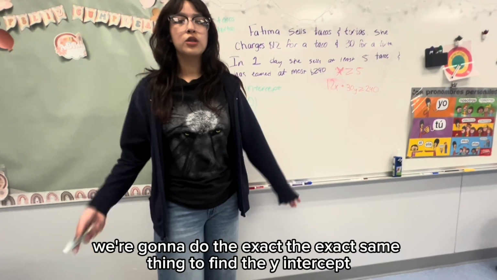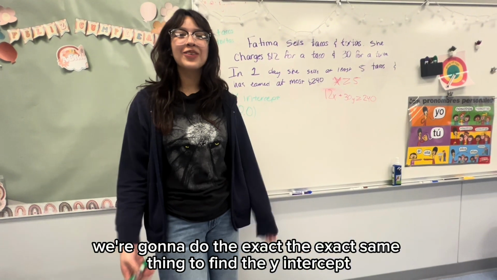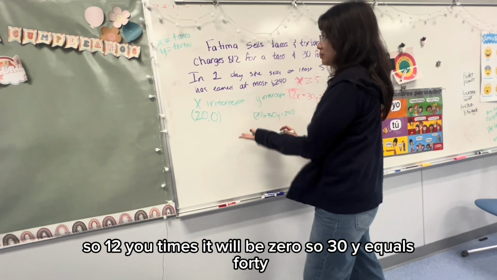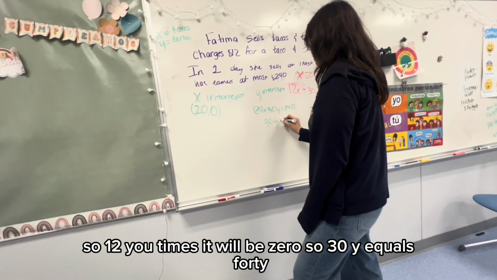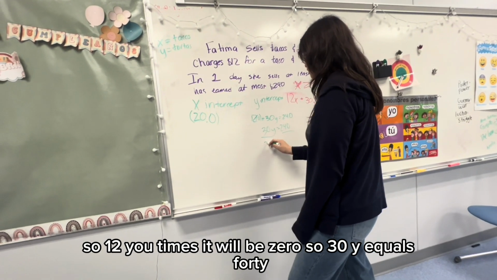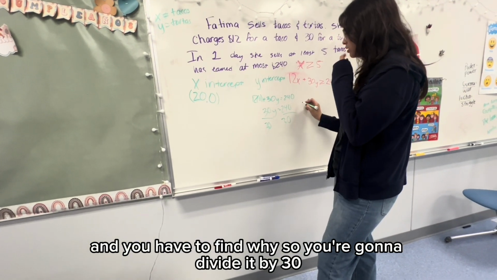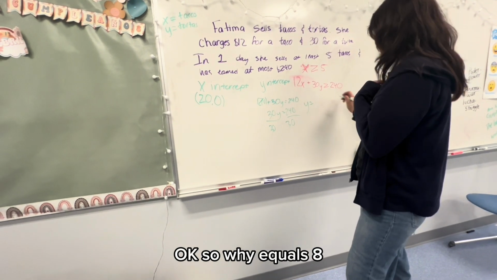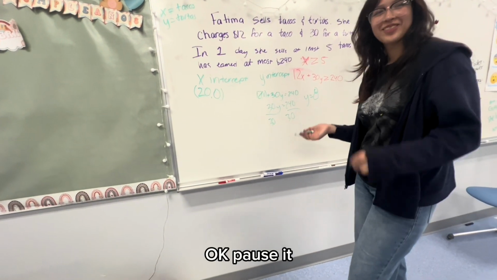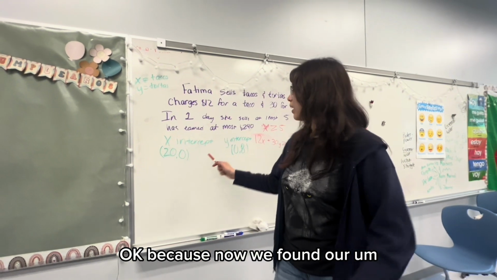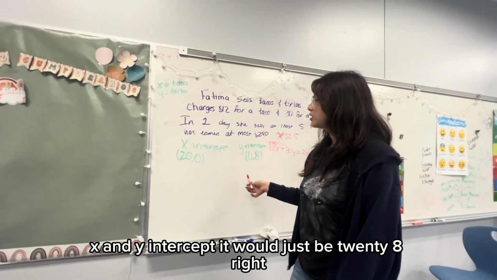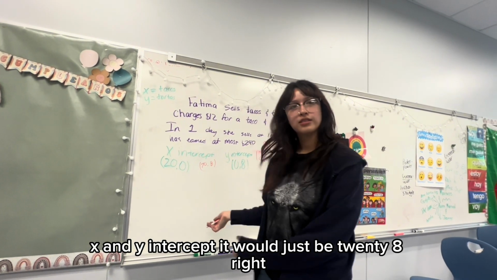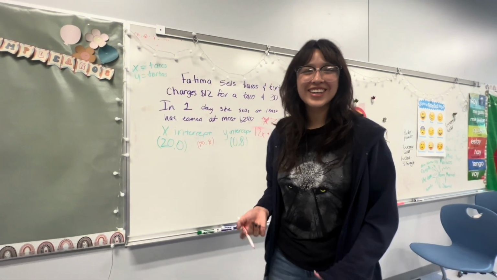We're going to do the exact same thing to find the y-intercept. So 12 times 0 will be 0. So 30y equals 240. And you have to find y, so you're going to divide it by 30. So y equals 8. Now we found our x- and y-intercepts, it would just be 20 and 8. Now we're going to draw a graph.